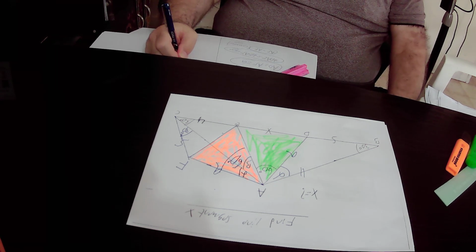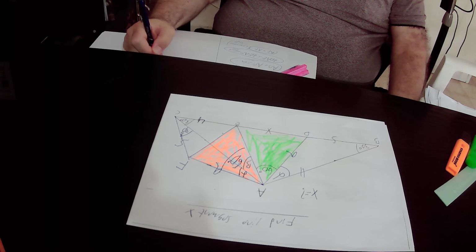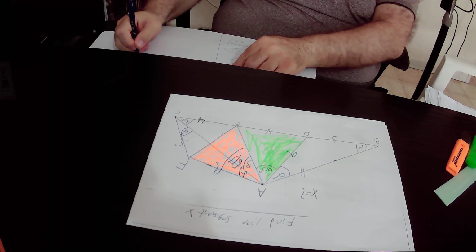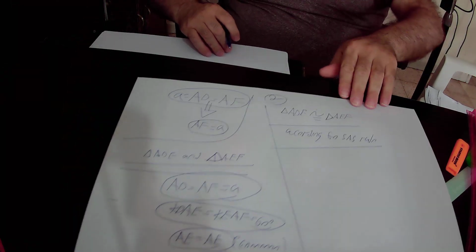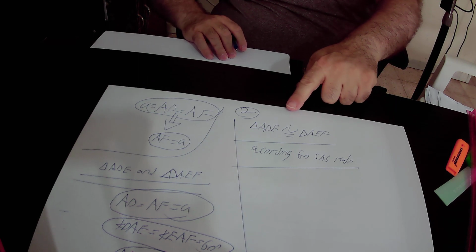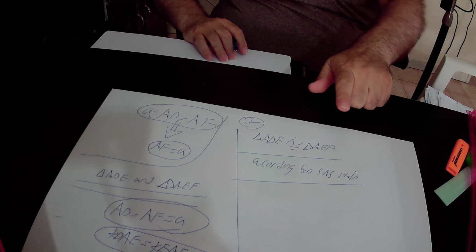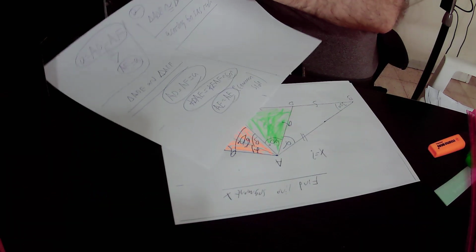According to side angle side rule, triangle ADE is congruent to triangle AEF according to side angle side rule. I will explain what I mean here.